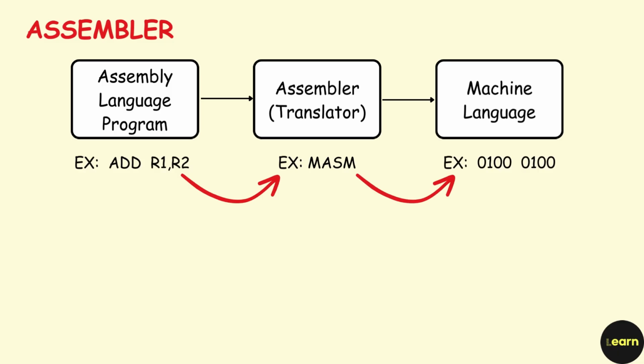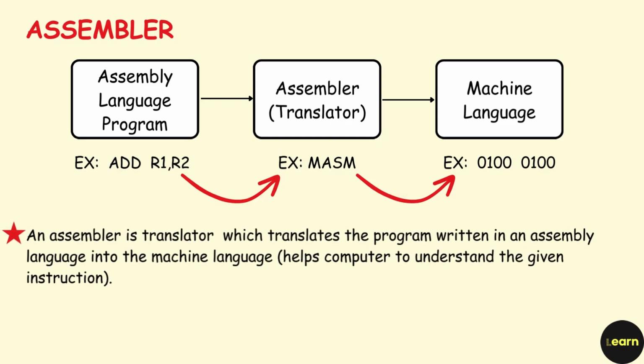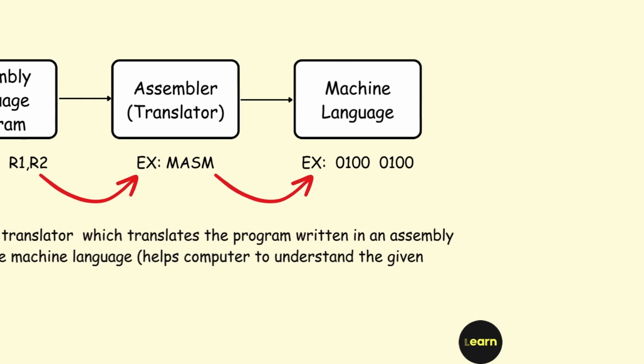By this flowchart we can define assembler as: an assembler is a translator which translates the program written in an assembly language into the machine language, helps computer to understand the given instruction.